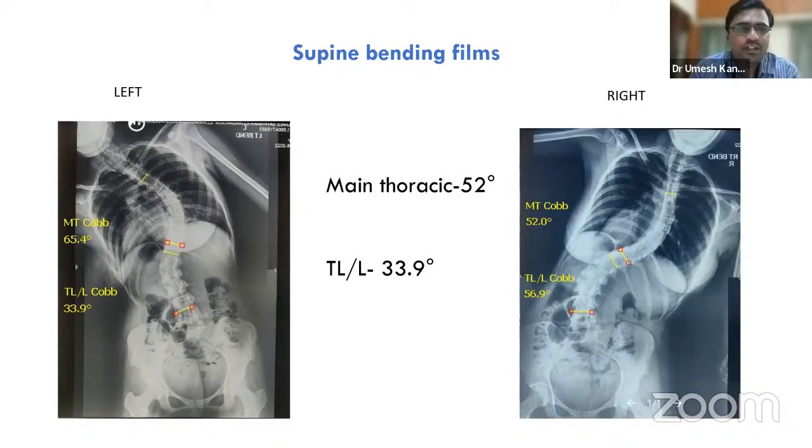Based on this supine bending film measurement and on AP and lateral X-ray, we can classify this curve into a Lenke classification, sir, with a major curve being the main thoracic and the minor curve, which is also structural, being the lumbar curve. Okay, so you go ahead and classify. So it is type 3 Lenke, sir, because this main thoracic curve is more in value than the lumbar curve. Okay. Only this much is the Lenke classification, or you want to add something more?